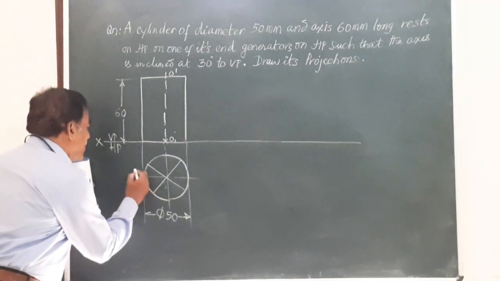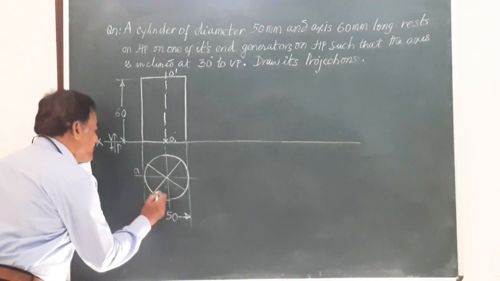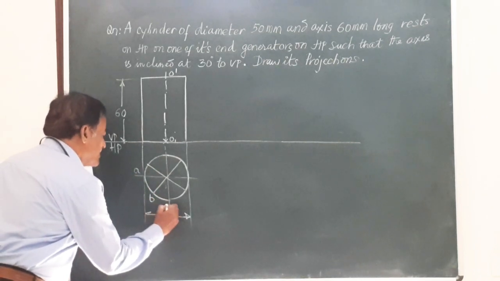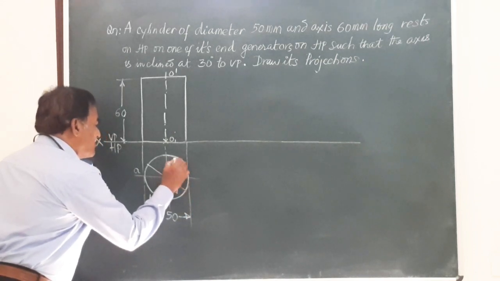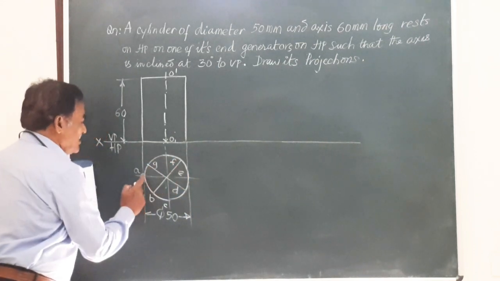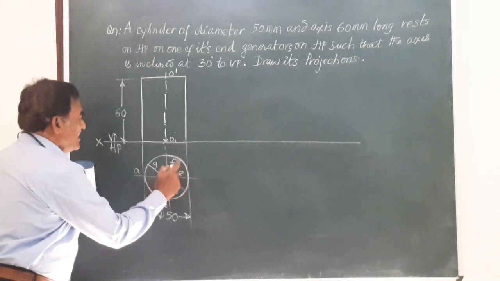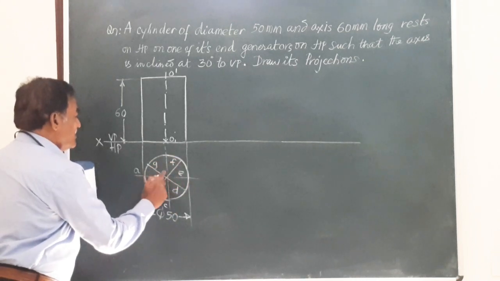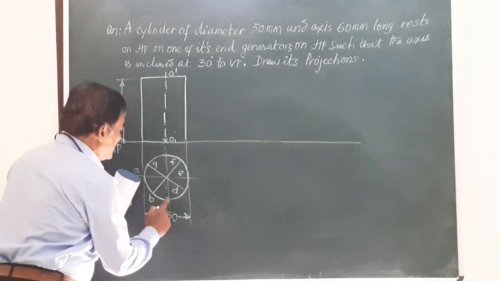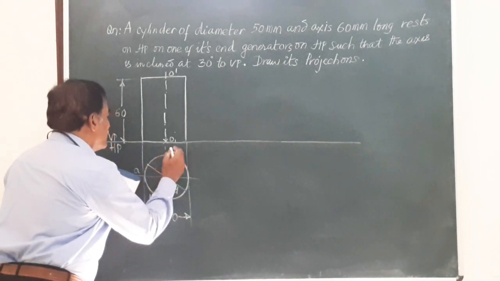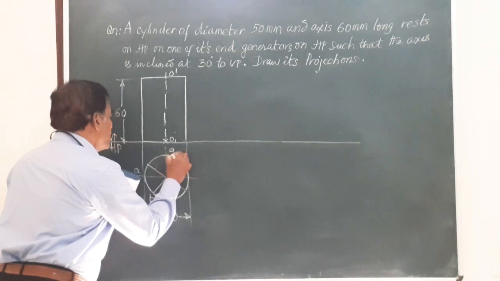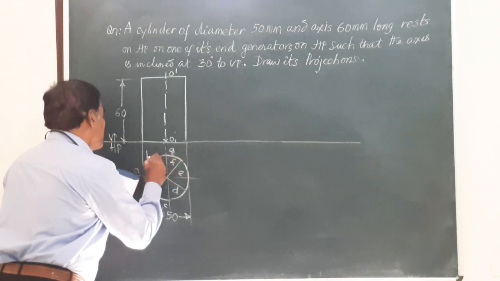So now I will be just marking this as A, B, C, D, E, F, G, H. This is going to be G and this is H.